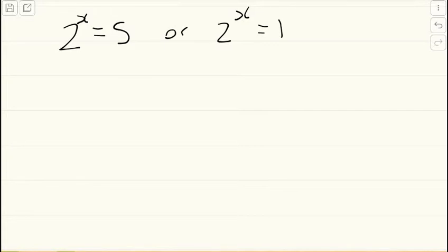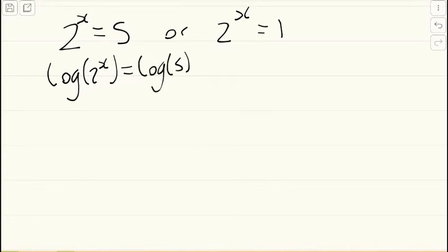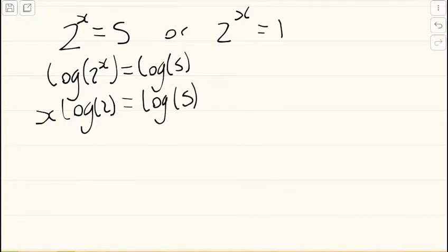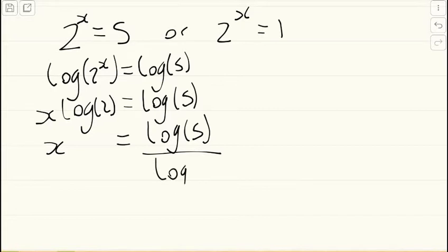So we have log of 2 to the x equals log of 5. Using our log law, the power law, x log of 2 equals log of 5. And then we have x is equal to log of 5 over log of 2.